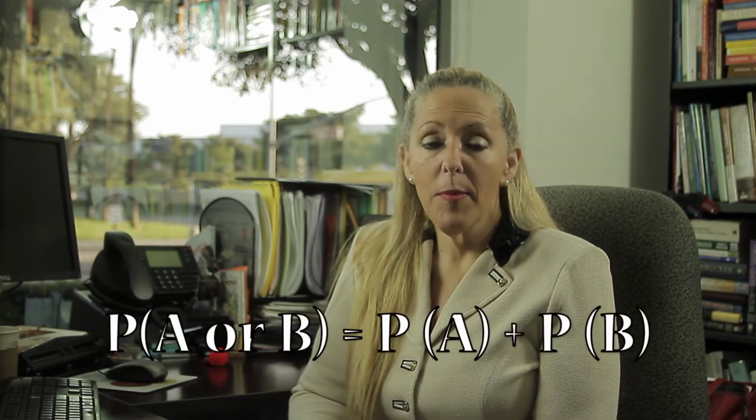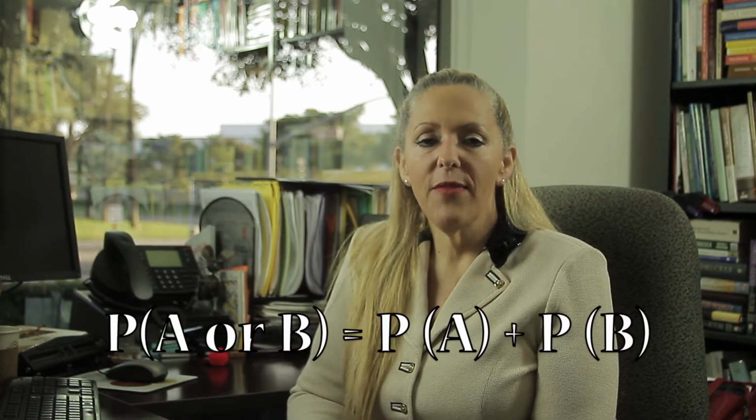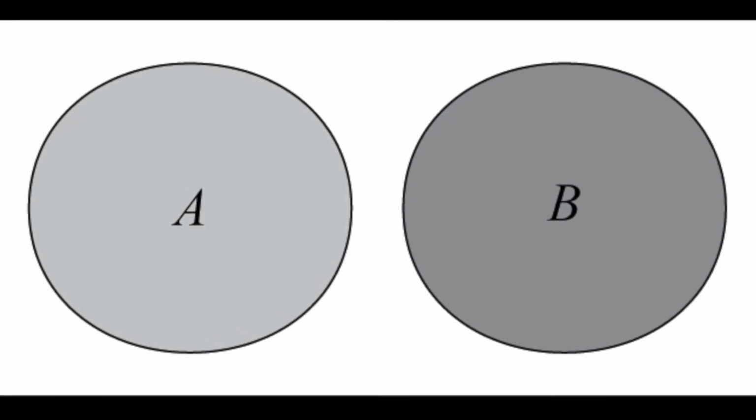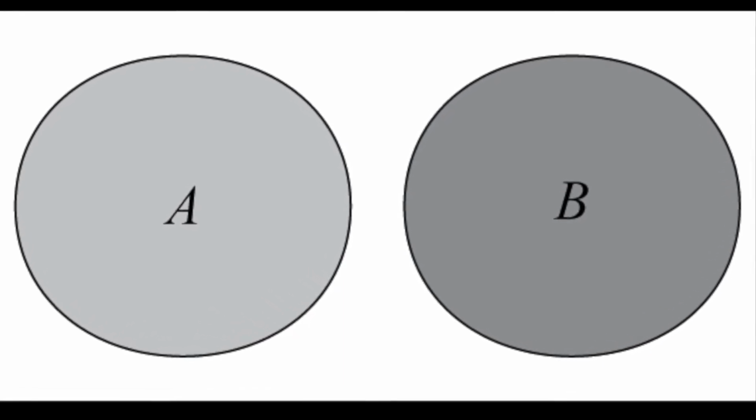We have a rule to determine probabilities that states the probability of A or B equals the probability of A plus the probability of B. This is only true if events A and B are mutually exclusive. In other words, the two events have no common elements. In a Venn diagram depiction, the two circles are not connected because there's nothing in common.